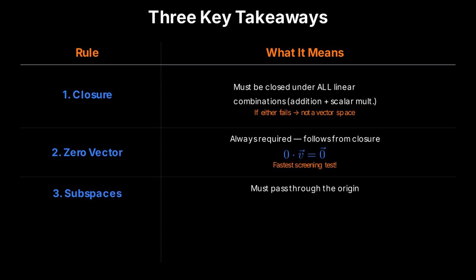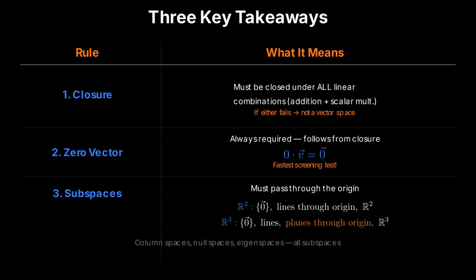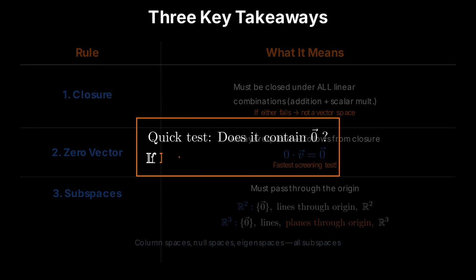Use this as your fastest screening test. Third, subspaces must pass through the origin. In R2, the subspaces are just the origin, lines through the origin, and all of R2 itself. R3 adds planes through the origin to the list. These structures appear throughout linear algebra: column spaces, null spaces, eigenspaces. They are all subspaces. The closure test and zero vector check are tools you'll use constantly.